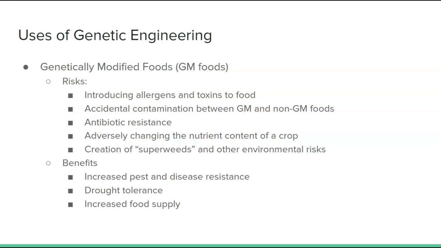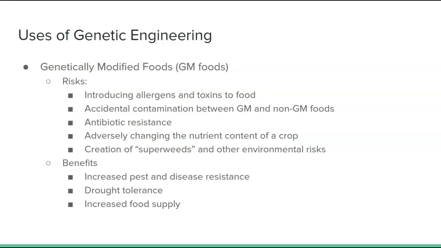There are some risks and benefits to these. We're gonna go way more in detail, so I'm not gonna spend a ton of time on this slide, but just so that you're aware, some risks are introducing allergens or toxins or accidental contamination between genetically modified and non-genetically modified foods. You can create antibiotic resistance. You can change the nutrient content of a crop in either a positive or a negative way, and that could be a risk. And then a creation of super weeds, which are really hard to kill weeds, and then environmental risks, right?